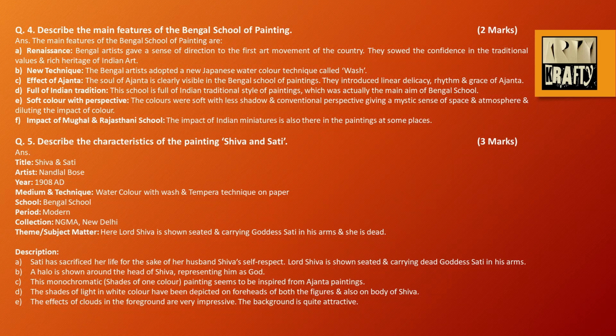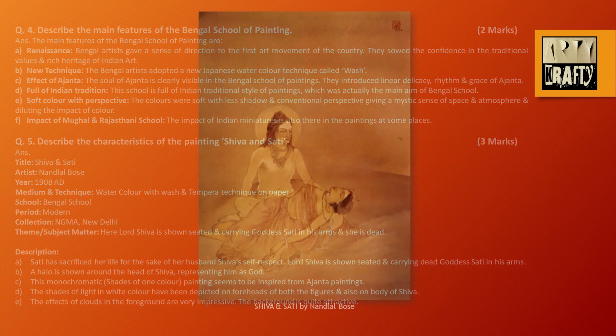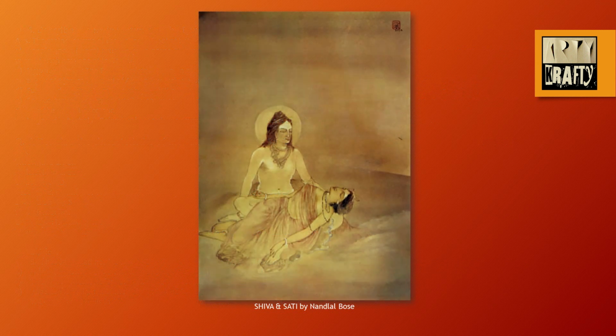Question number 4 asks you to describe the main features of the Bengal School. In question 5, you have to write the characteristics of the painting Shiva and Sati. This is the picture of Shiva and Sati by Nandalal Bose.